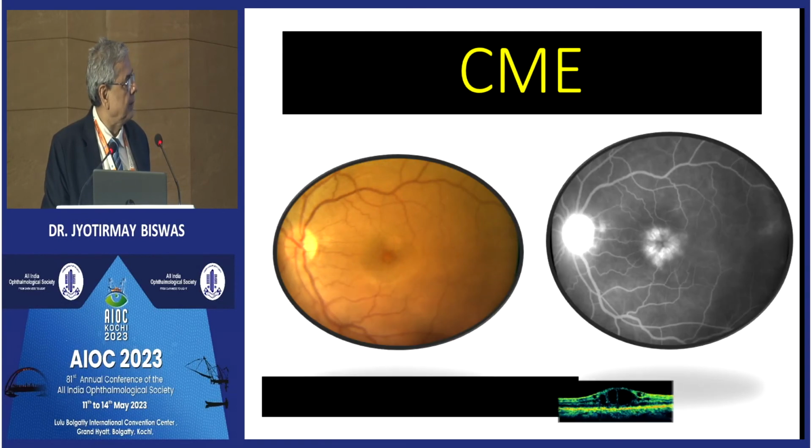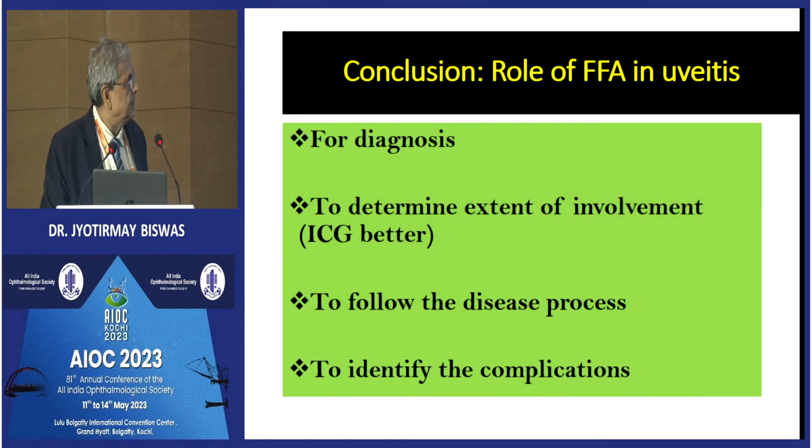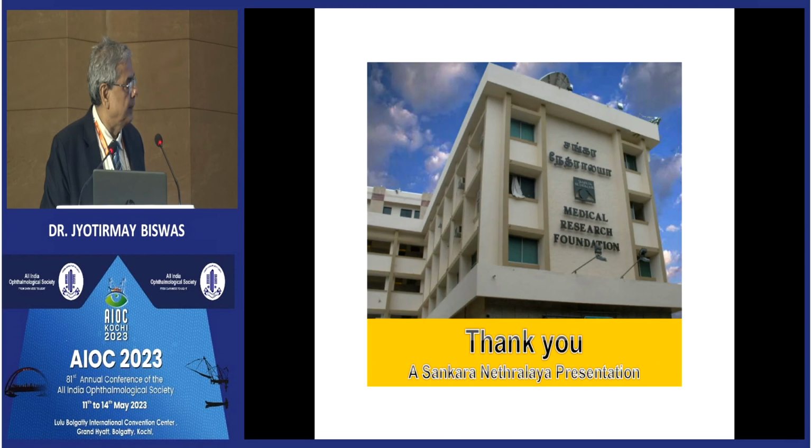In case of cystoid macular edema, OCT is better to monitor the disease process, but fundus fluorescein angiogram can show petaloid hyperfluorescence. In summary, for diagnosis of conditions like MEWDS and APMPPE, we can use FFA. To determine the extent of choroidal involvement, ICG is better, but fluorescein can show the lesion. FFA is also used to follow the disease process and to identify complications like CNVM as well as cystoid macular edema. This is in short the FFA indications and its relative position now in our armamentarium. Thank you.